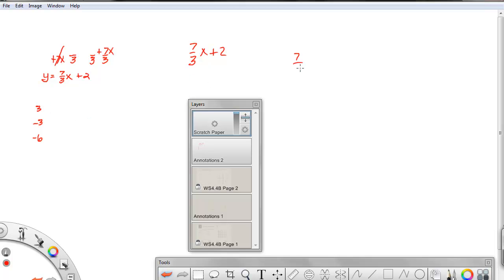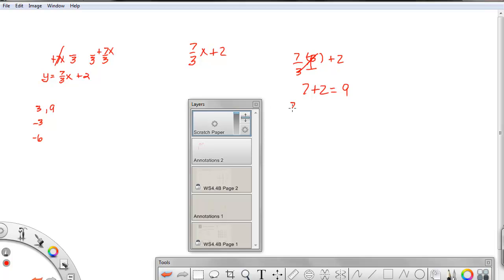So I got 7 over 3. I'm going to put 3 in plus 2. Well, 3 over 3 is 1, right? So 1 times 7 is 7. 7 plus 2 is 9. So that first ordered pair is going to be 3 and 9.